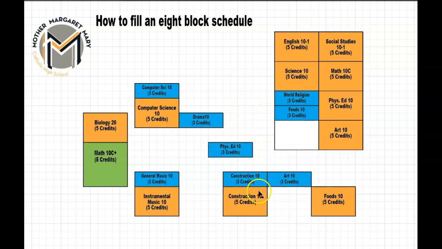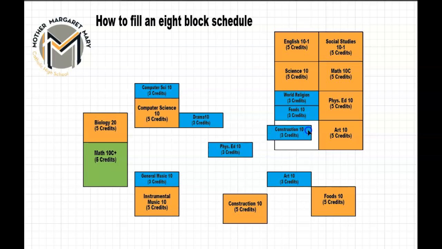And now they do want to take construction, but they're not quite sure about whether they want to take it at a 5-credit or a 3-credit. So if they put in a 5-credit class, that would complete their timetable. If they're not quite sure, and maybe they want to take drama, well then we would take out that 5-credit offering, we could put in construction for 3 credits, and then we could pull in drama for 3 credits as well. That is how we complete a 5-credit or an 8-block system here in high school.